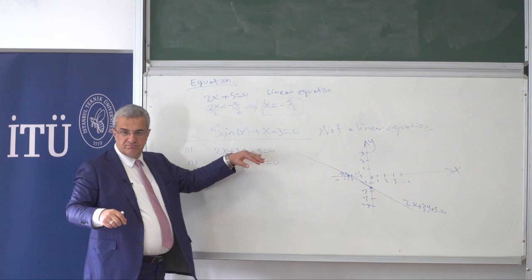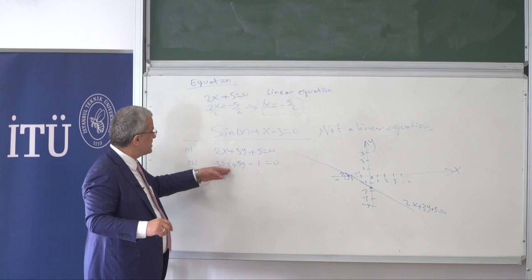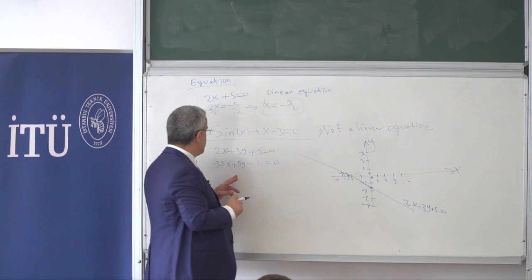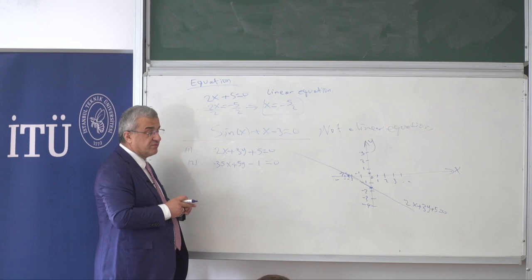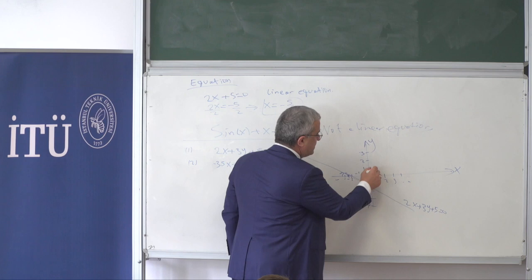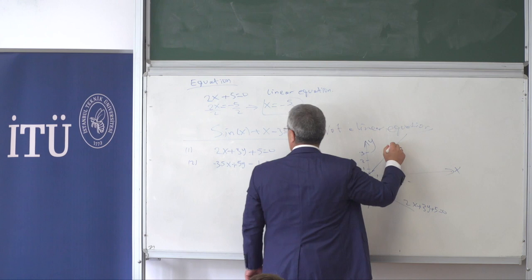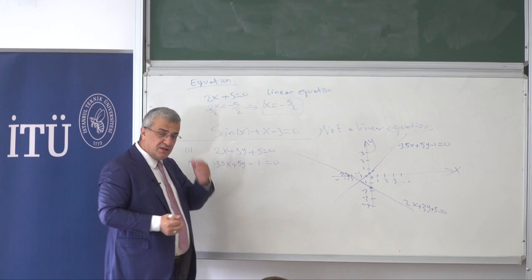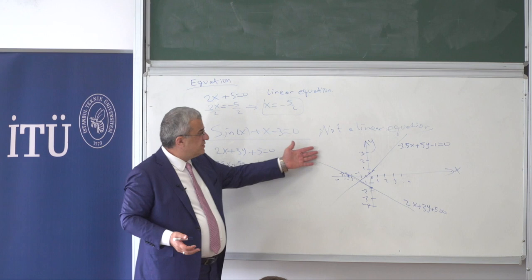Okay, let's look at the second equation. When x is equal to 0, y is equal to 1 over 5. So this is 1 over 5, like 0.2, right? It passes from here. And when y is equal to 0, x is equal to minus 1 over 3.5. So it is like here. So this is minus 3.5x plus 5y minus 1 is equal to 0. So we can look at these two equations as two lines, right? This is their geometry.